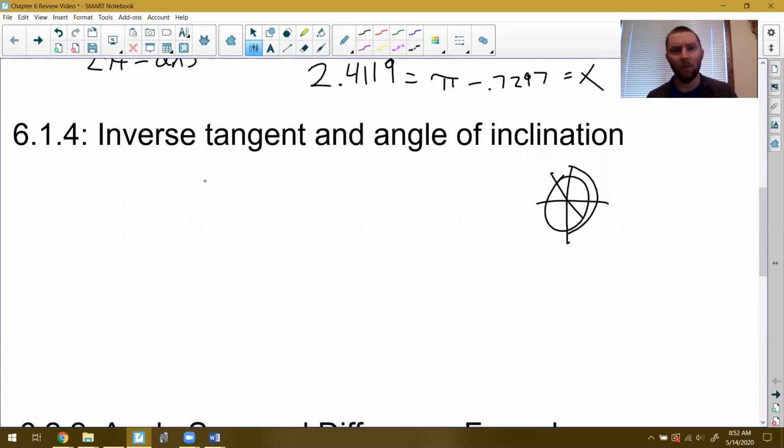So this answer from the calculator, when we do tangent inverse, which is on our calculator, we can take the answer and we can add or subtract pi, and that'll give us the other answer on the unit circle, okay?